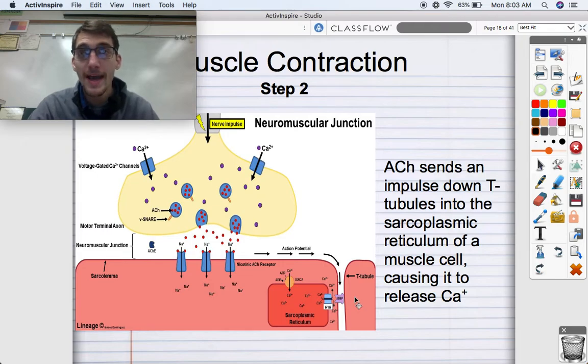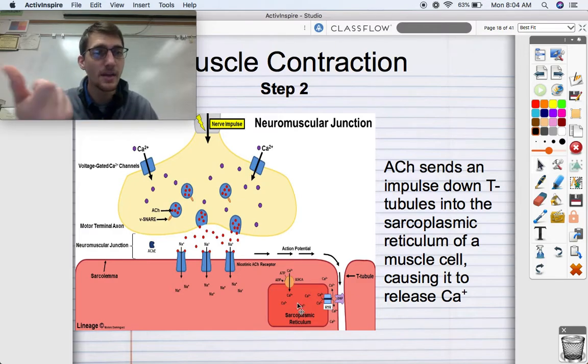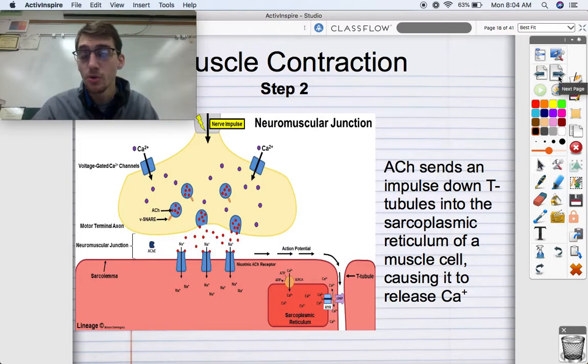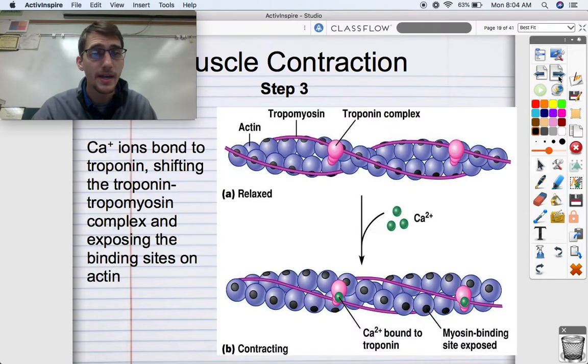So ACH, acetylcholine, is a signaling molecule. It basically causes the release of calcium into the muscle cell. So this is where calcium is coming in. We hinted at that before. The muscle cell receives that signal and releases calcium. That's what's happened so far. And what does that calcium do? Well, that calcium is going to cause some other changes that are going to allow the muscle to contract.